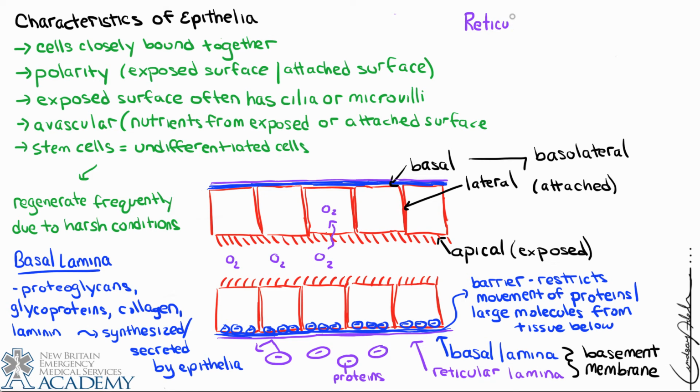Now below the basal lamina we drew a purple line, and we said that was the reticular lamina. The reticular lamina is technically part of connective tissue, so we'll address that a little bit more when we describe connective tissue, but together oftentimes we refer to the basal lamina and the reticular lamina as the basement membrane. So I really only mention the reticular lamina to point out that basal lamina and basement membrane are not technically equivalent.